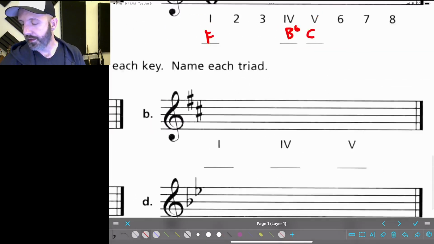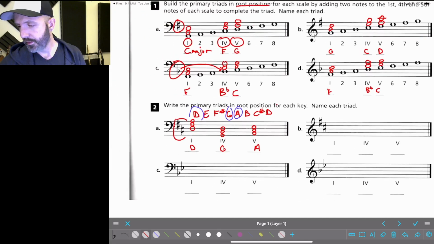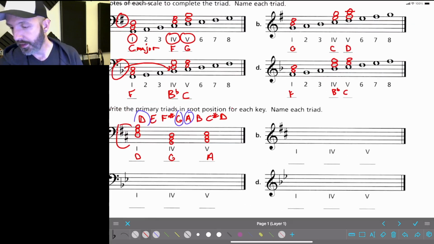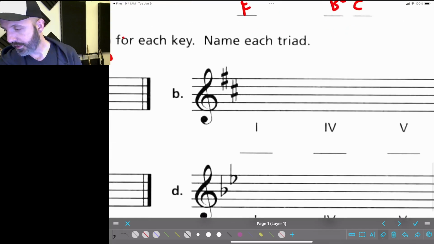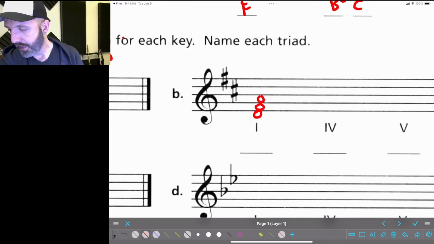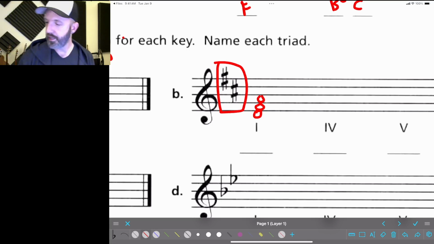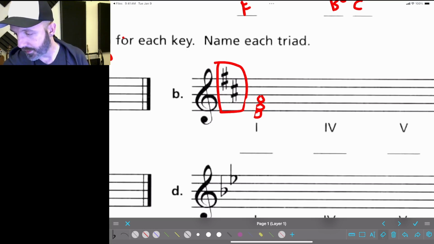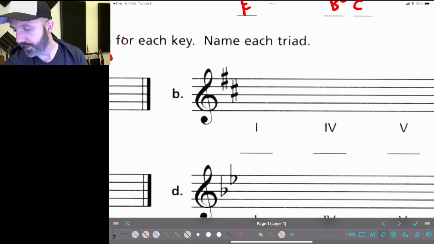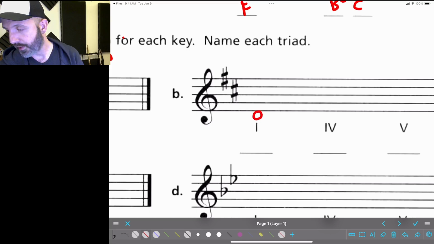All right. Now we're going to do the same thing that we were doing before. Write the primary triad in root position for each key. Name each triad. Same deal here. I'm going to go backwards. I'm going to write D. And the thing is, if they have a key signature, you don't need to write D sharp and stuff like this. They've already done the work for you. If this was not here, then yes, you would want to write in the accidental. But since they did give you a key signature, that makes it even easier, which is the whole point of a key signature, to make life easier for us.